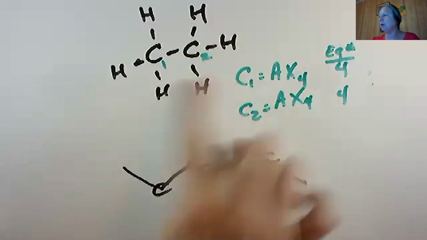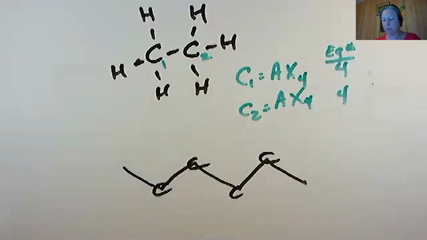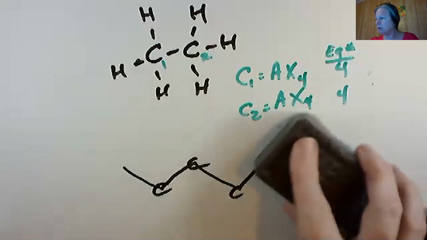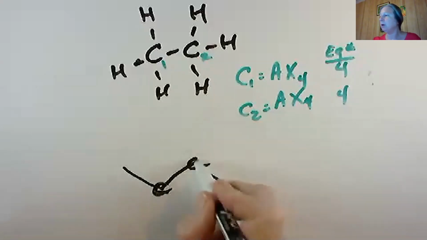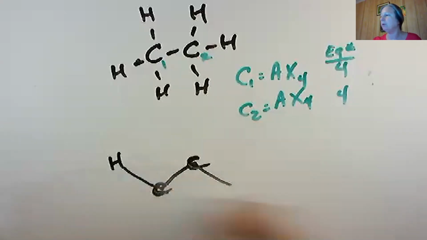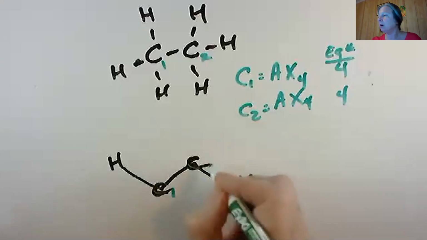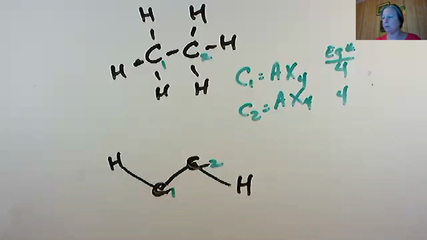Now I have 2 carbons, so I'm going to... and if you draw too many, just erase one. So I'm going to use this as my carbon, that's my carbon. I'm going to use this for my hydrogen, and this for my hydrogen, because it works. So that's carbon 1 and that's carbon 2. So let's start with carbon 1.